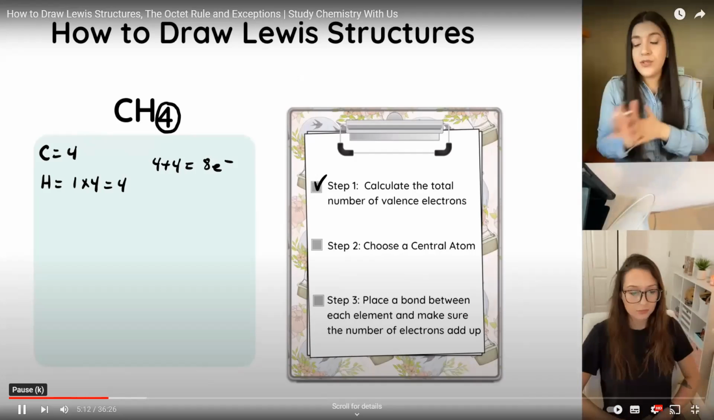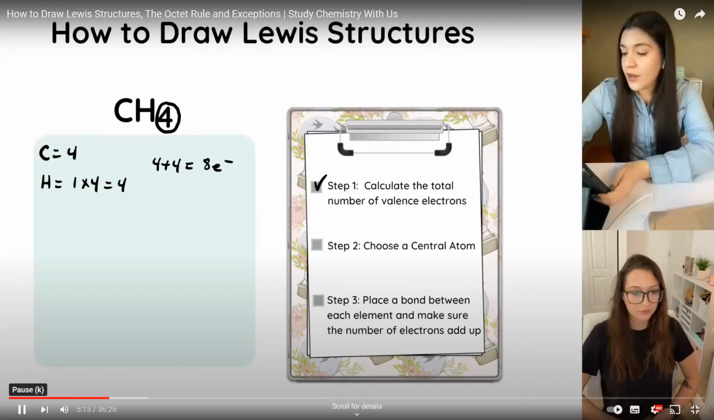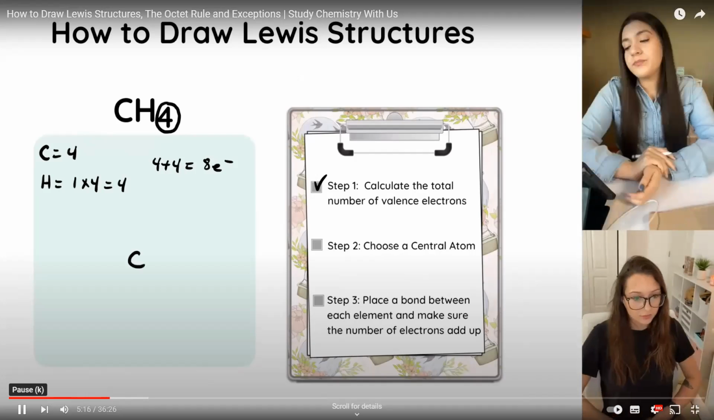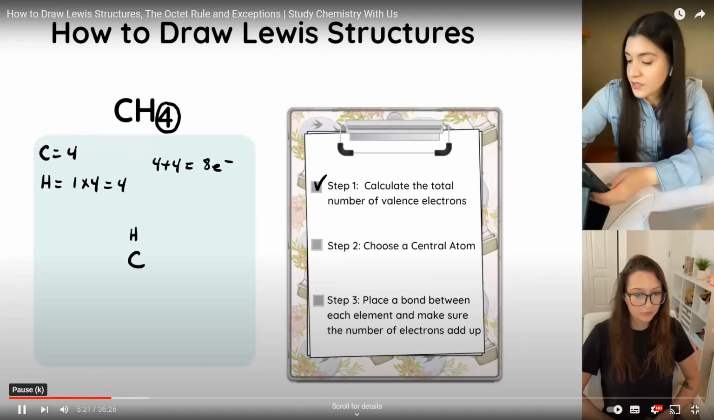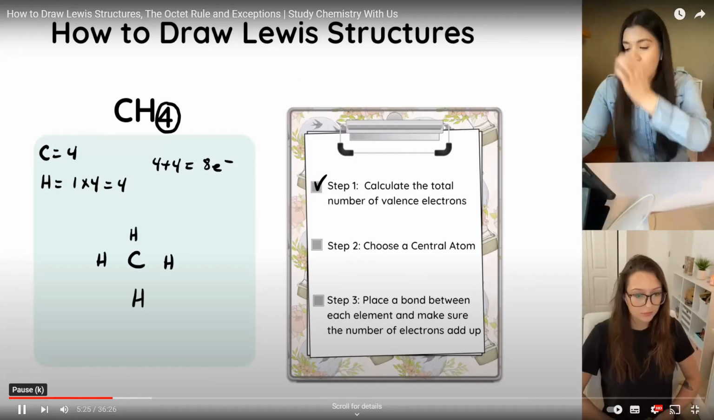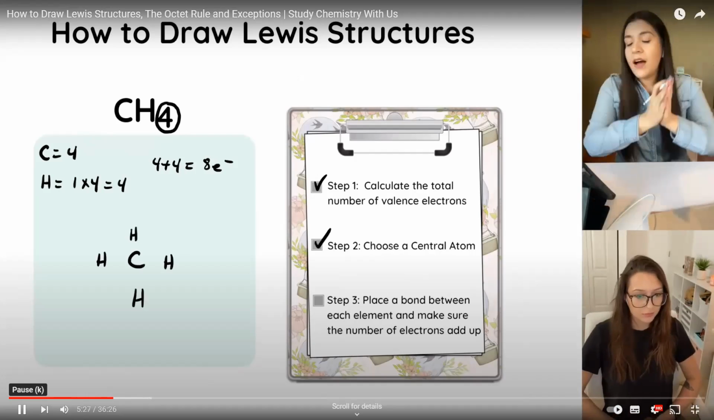So choosing our central atom, that's going to be carbon. I'll put that right in the middle. Next, it's going to be surrounded by 4 different hydrogens. So I'll put a hydrogen, hydrogen, and a hydrogen. So that's done. Step 3, I do this a little bit differently.